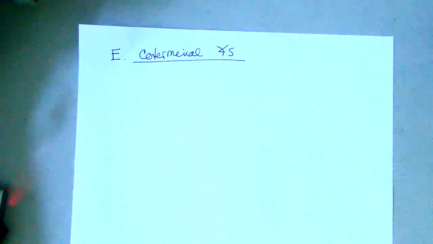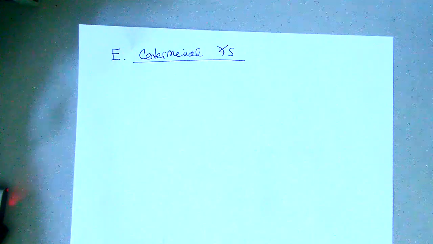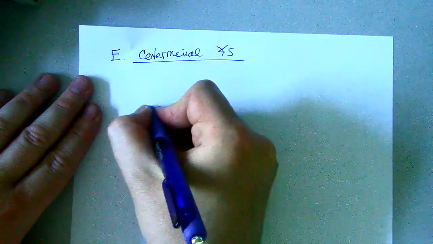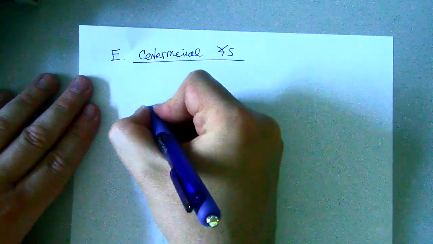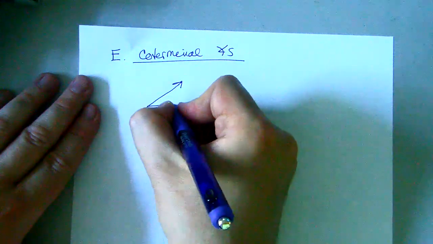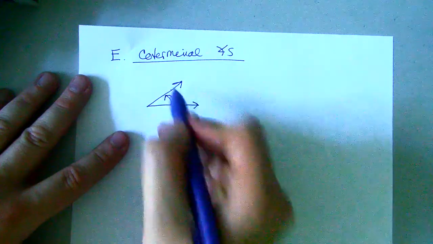Next thing I want to take a look at, coterminal angles. Coterminal angles are angles that have the same initial ray and terminal ray. For example, if I have an angle that looks like this, I'm starting here, I'm spinning over here, and it's going to end up over there.